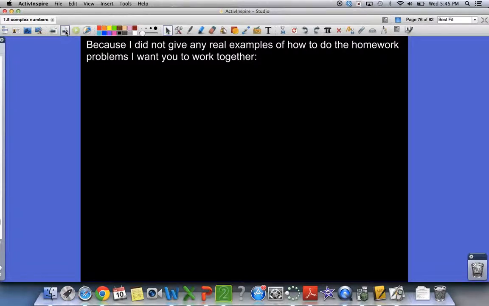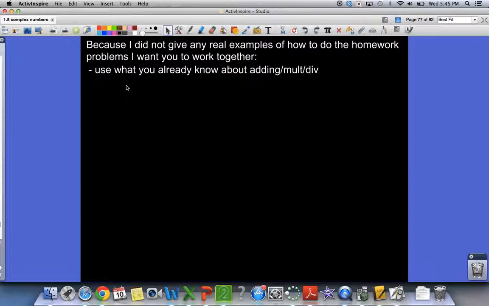All right, so because I did not give you any real examples of how to do the homework problems, I want you guys working together. And this is what I'd like, is use what you already know about adding, multiplying, and dividing with exponents, exponents to exponents, the power rule, the product rule, use fractional exponents, all those rules. Understand, hey, you have to have like terms. i, imaginary numbers, is almost like a variable. I can go 2i plus 3i, and I can add those and get 5i. I can go 2i times 3i, and I can get 6i squared.